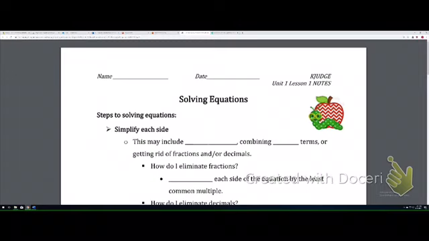First thing is simplifying each side. This may include distributing, combining like terms, or getting rid of fractions and decimals. So the first thing you're going to wonder is, how do I eliminate fractions? To do that, you're going to multiply each side of the equation by the least common multiple.